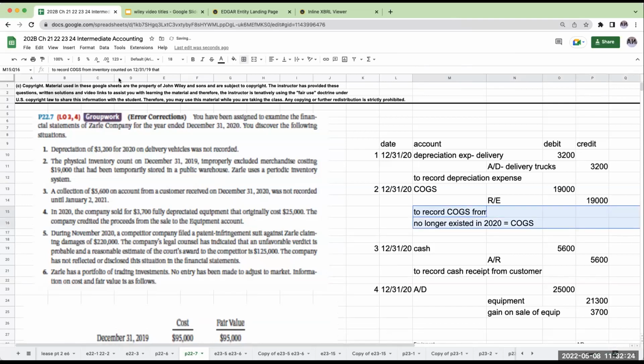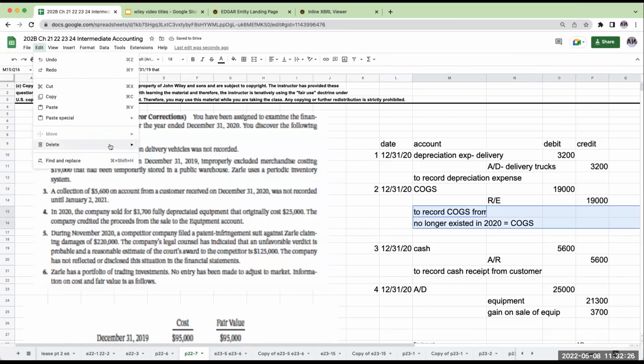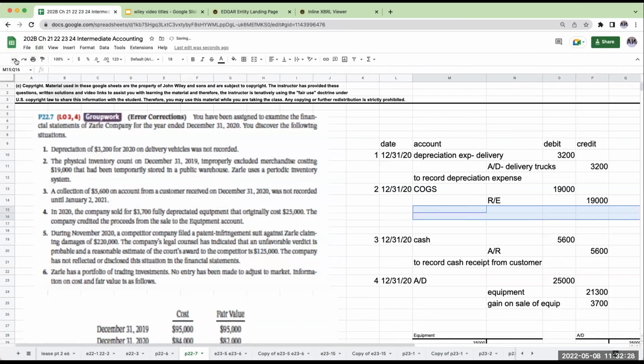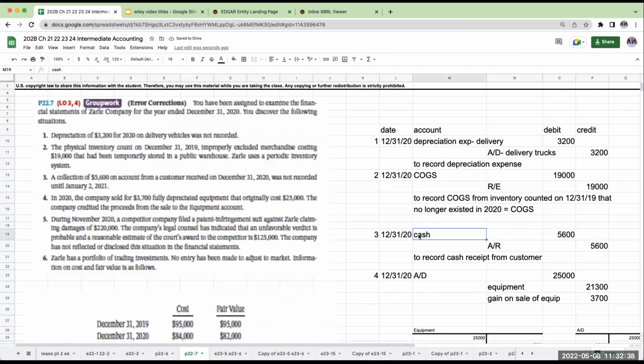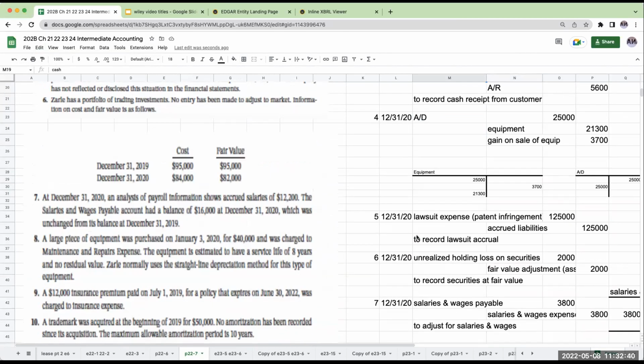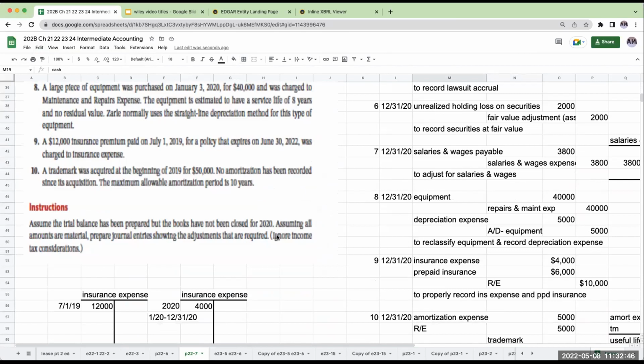All right, so those are our different journal entries for this one. This is actually kind of a fun, or at least it was fun for me. I'm not sure how it was for you guys, but it was fun for me because it's kind of a review of a lot of the different chapters.